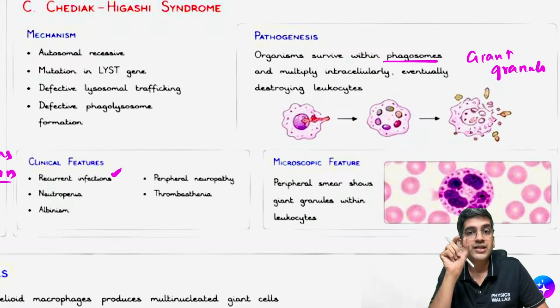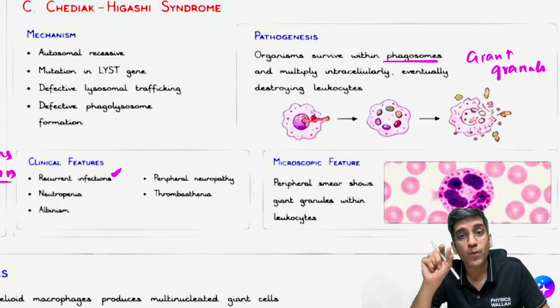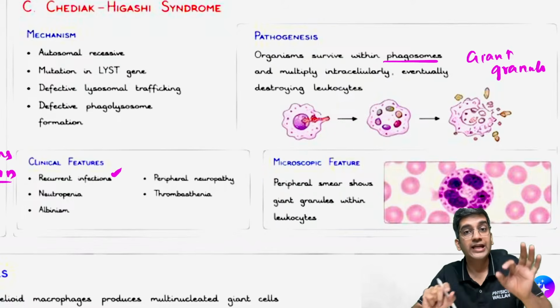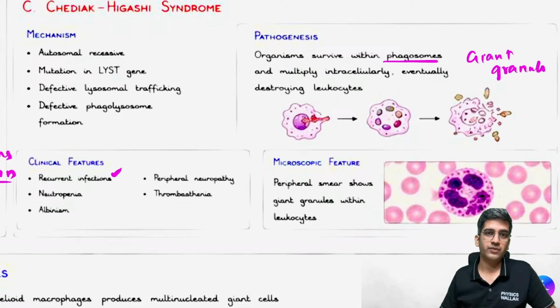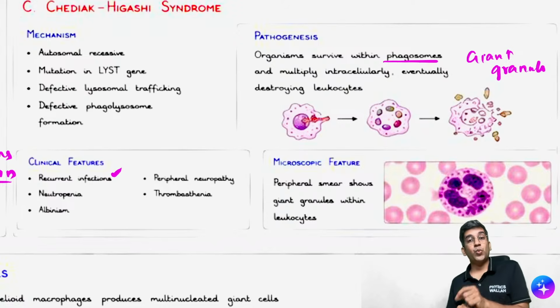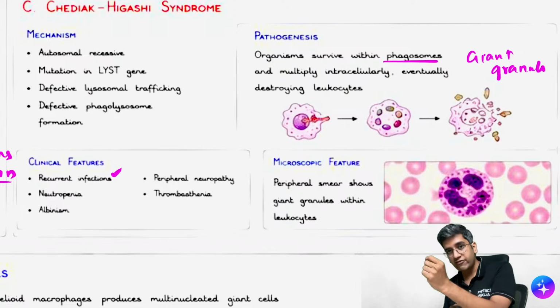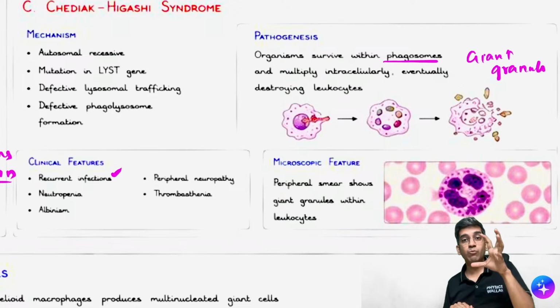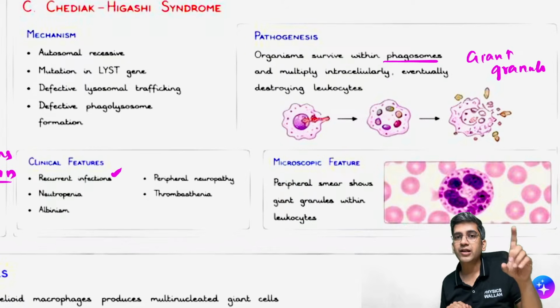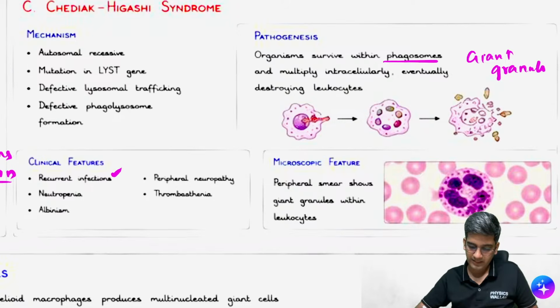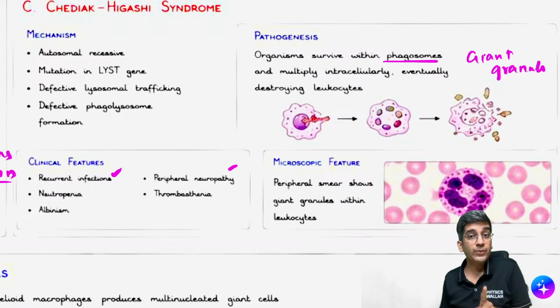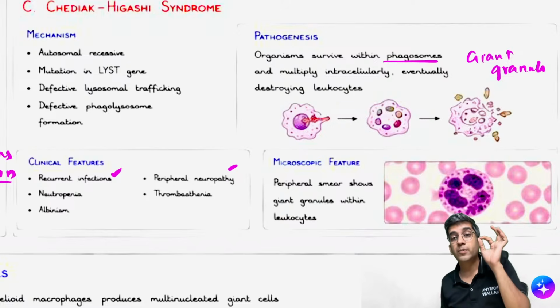What is unique is this LYST does not help only in the movement of lysosome. It helps in the movement of melanocytes from the neural crest till my fingertip. It helps in the movement of Schwann cells from the neural crest till every peripheral nerve. It helps in the movement and the change in morphology of platelets. So when LYST is not there, no Schwann cells, no peripheral nerve myelination, peripheral neuropathy. That's a classical finding.